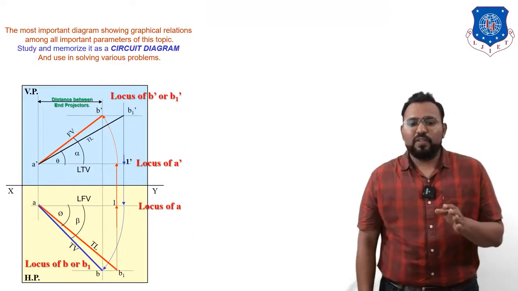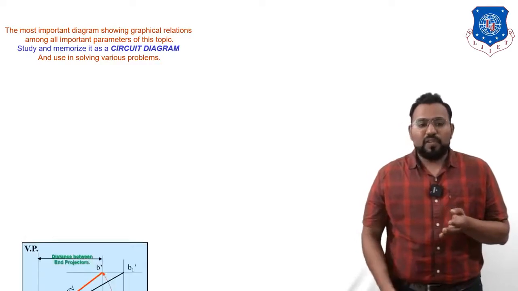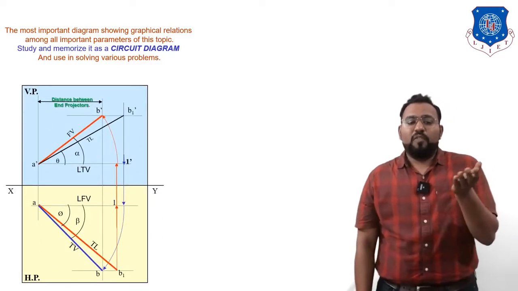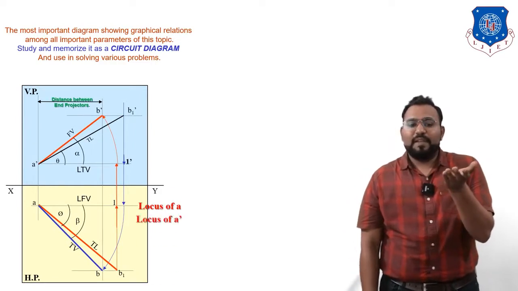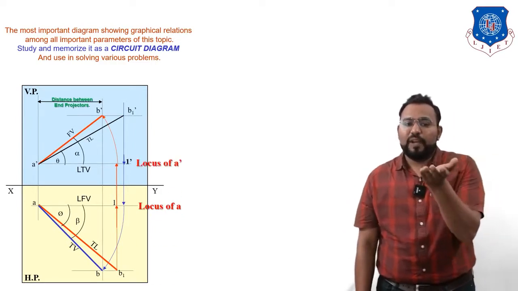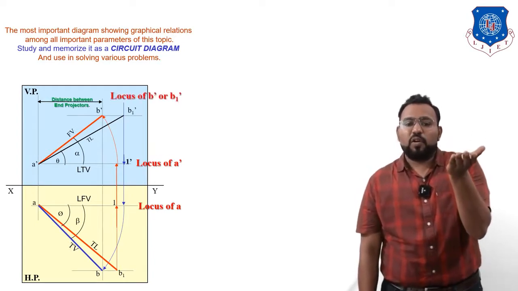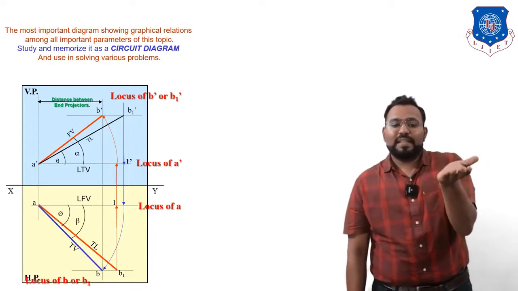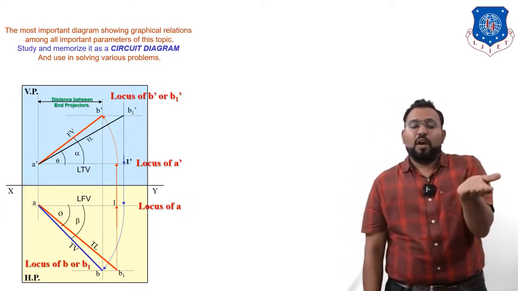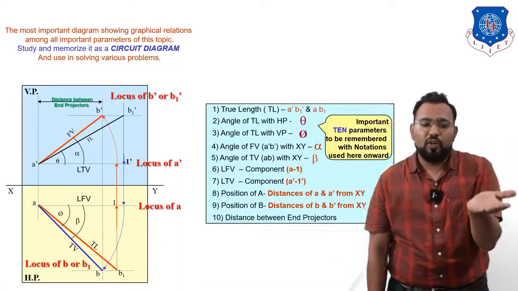So you can see it on your screen. Let us see it over here. On your screen, we have drawn a horizontal line from point A. It is known as the locus of A. In the same way, we have drawn a horizontal line from point A dash. It is known as the locus of A dash. The horizontal line drawn from B dash and B1 dash is called the locus of B dash or B1 dash. In the same way, the horizontal line drawn from B and B1 is the locus of B or B1, which you already know.